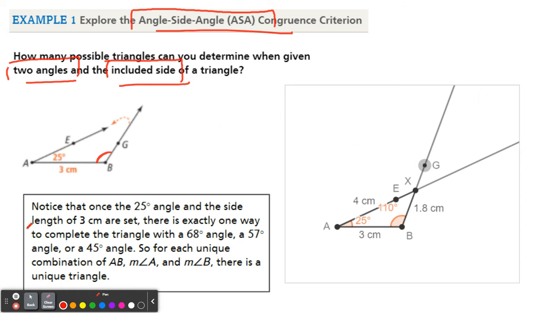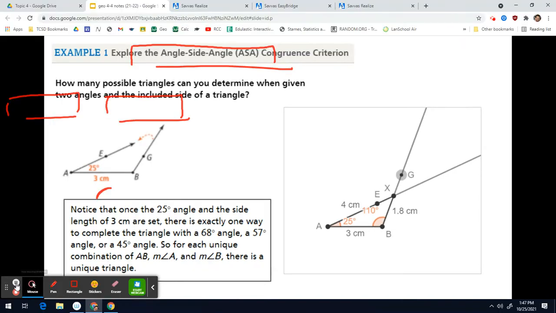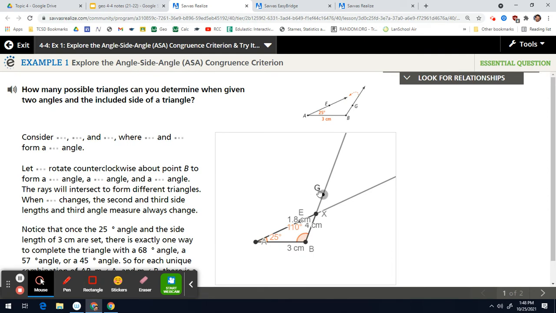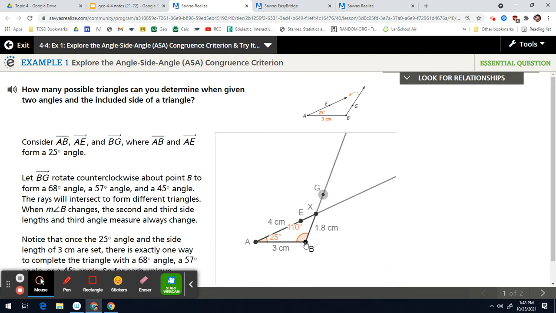Give me a second to get my Canvas loaded up. All right, so let's take a look here. Notice that once the 25-degree angle and the side length of 3 are set, there's exactly one way to complete the triangle with a 68, 57, or 45-degree angle. So we're going to set angle B to the angle of our choice. What if angle B is 68 degrees? Well, let's swing this around so that angle is 68.